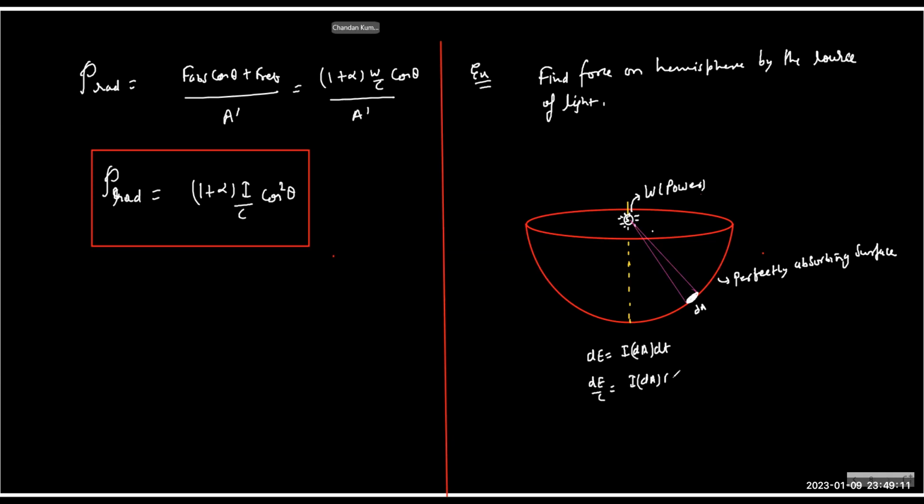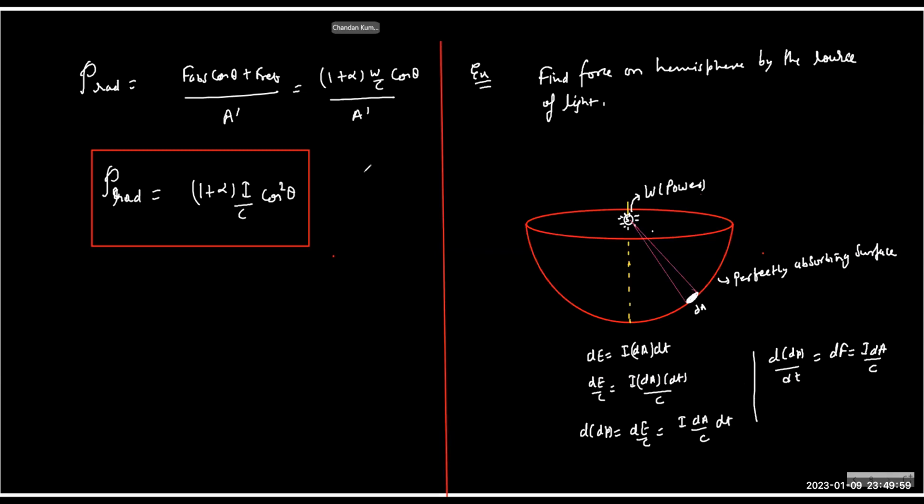And because this is completely absorbed, dP is dE by C itself. Yes or no? So dP by dt will be how much? If you differentiate, you will get the answer. dF equals I dA by C. Am I right? Yes, sir.